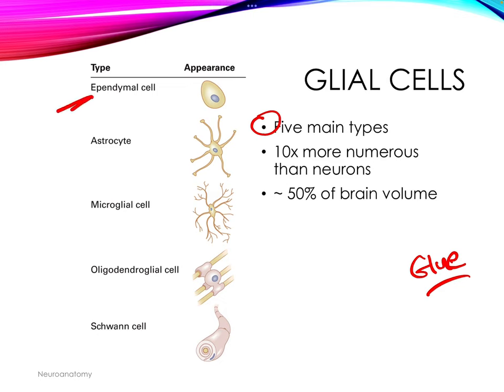We have five main types of glial cells. So we have ependymal cells, astrocytes, microglial cells, oligodendroglial cells, and Schwann cells. These last two make up the myelin sheath.